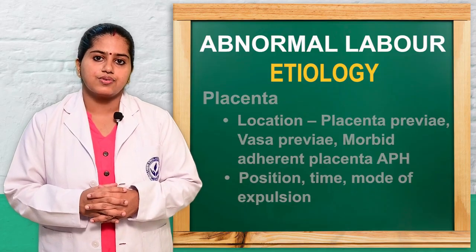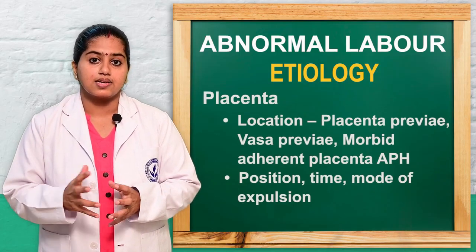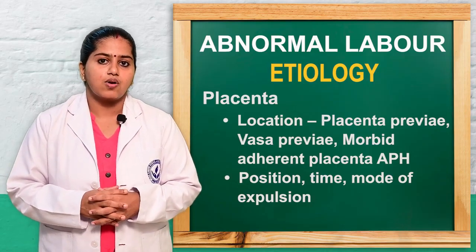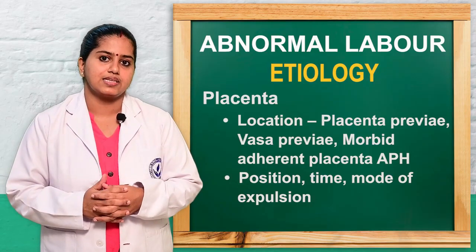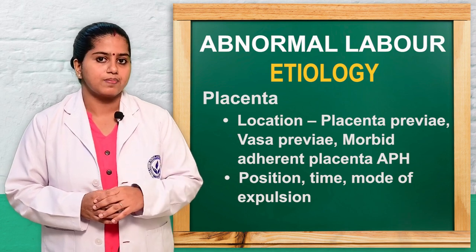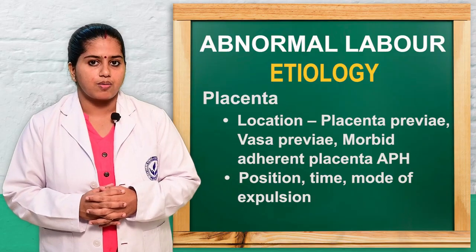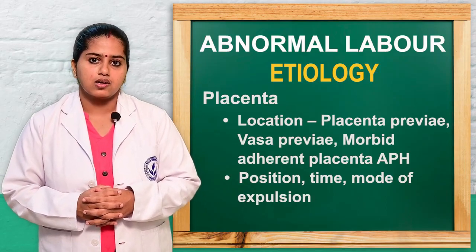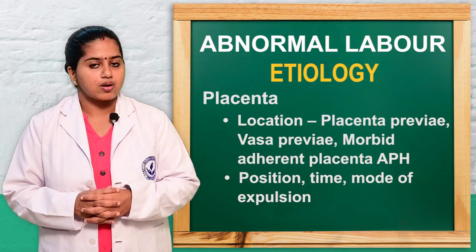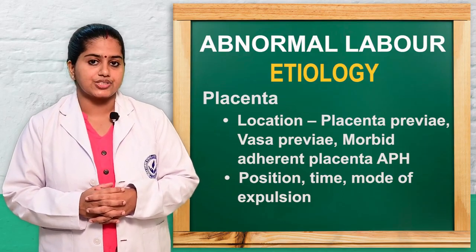Then next, the other thing is the placenta. So, the fourth point is the placenta. What is the location of the placenta, whether it is anterior or posterior, upper part or lower part. Placenta previa, vasa previa are complications going with labor dystocia and emergency situations, and abnormalities of cord insertion.